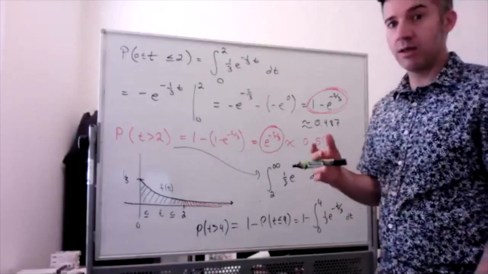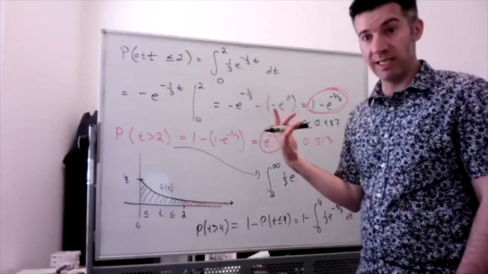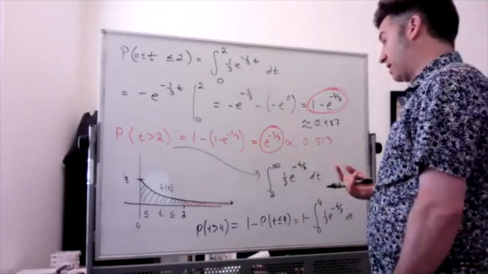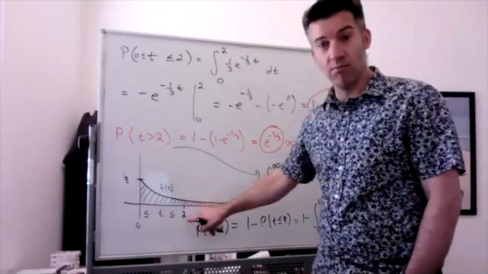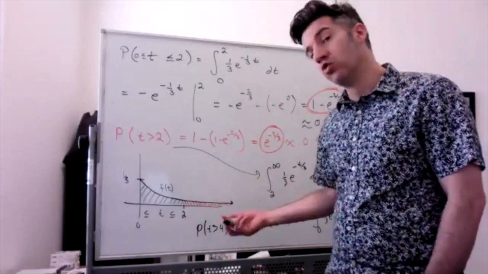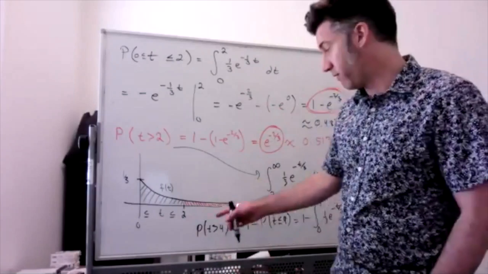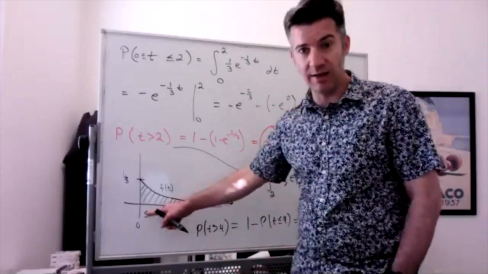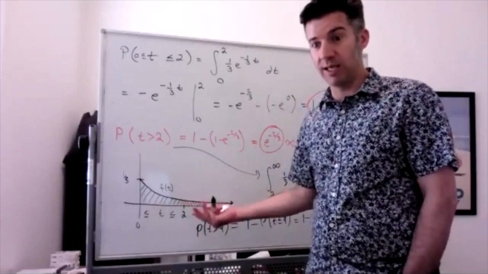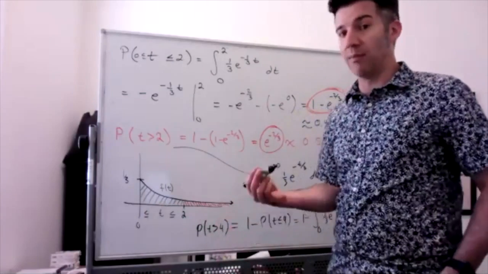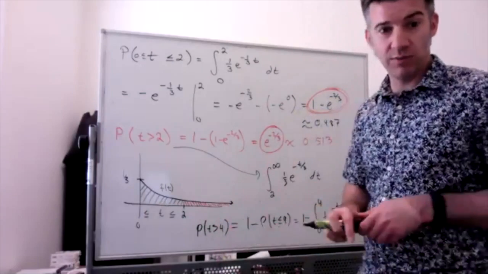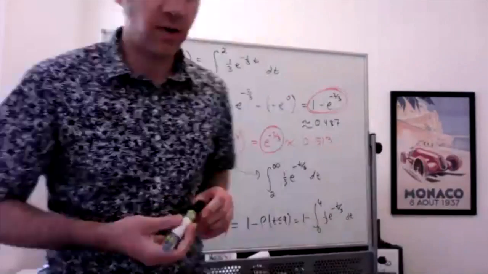So for these exponential probability density functions, if they're asking you the probability that the time is more than some number, it is usually more convenient to find the probability that the time is less than that number and then subtract it from 1 to get the answer you're looking for. It's usually a simpler calculation to do. Let's ask some other questions.